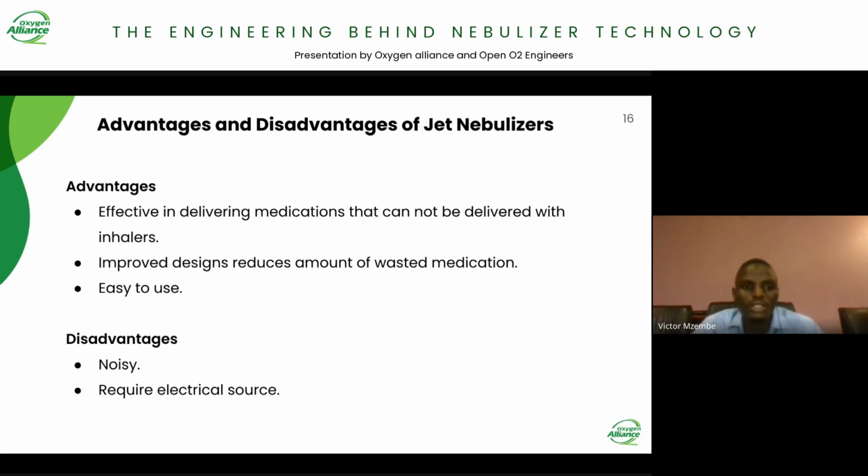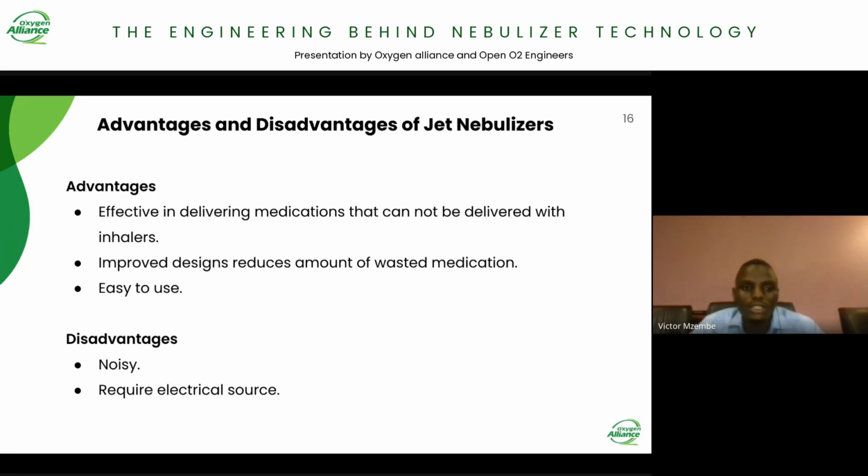So on the advantage side, firstly, the jet nebulizers are effective in delivering medications that cannot be delivered with inhalers. So we talked of antibiotics. You cannot deliver antibiotics using inhalers. As such, you resort to jet nebulizers.